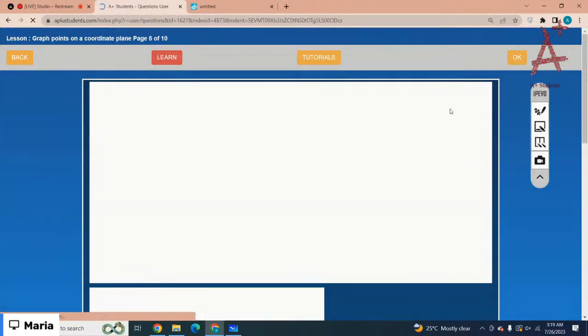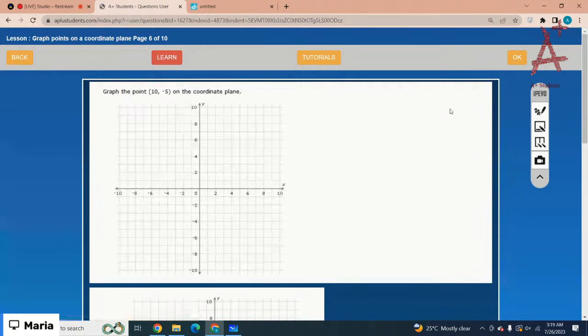Okay, you can complete the test by yourself later today. Let me just move on to the next lesson. Okay, let's just complete. Graph the point 10 and negative 5 on the coordinate plane. So which is the correct option?